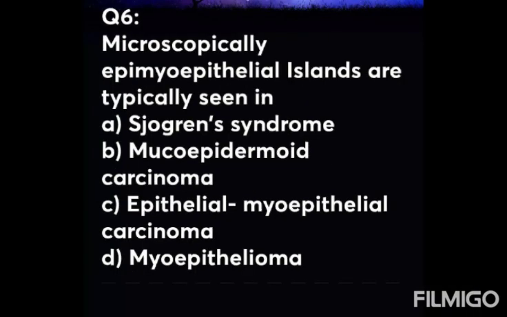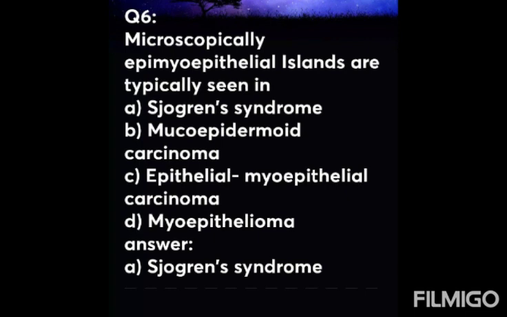The sixth question is microscopically epimyoepithelial islands are typically seen in option A. Sjogren syndrome, option B. Mucoepidermoid carcinoma, option C. Epithelial myoepithelial carcinoma, option D. Myoepithelioma. So here the answer is Sjogren syndrome. And epimyoepithelial islands is the finding for Mikulicz disease. It is very important. Sjogren syndrome also.